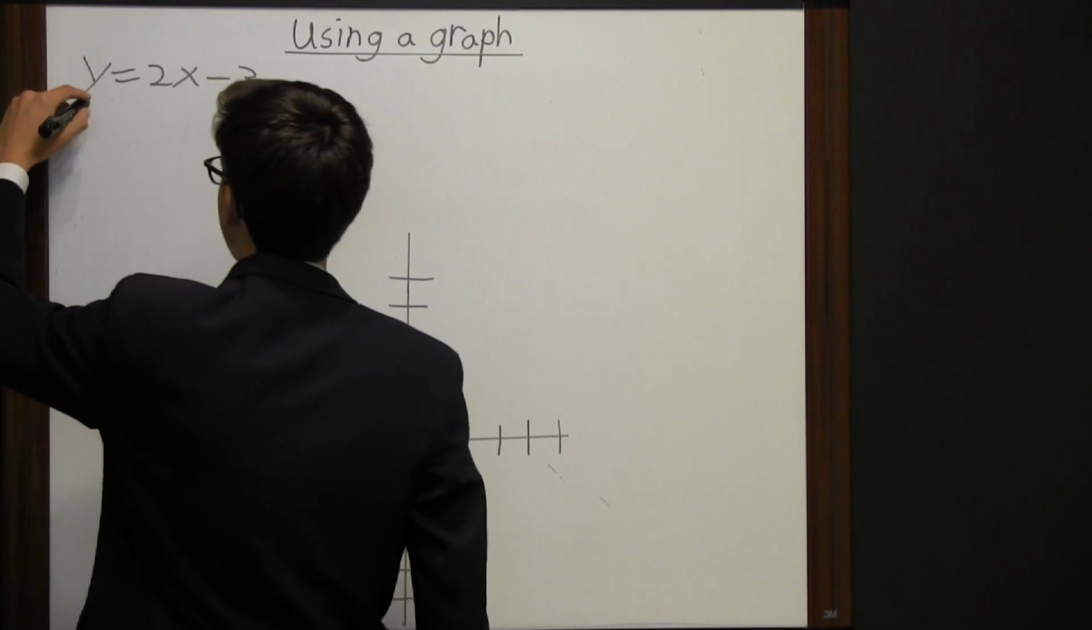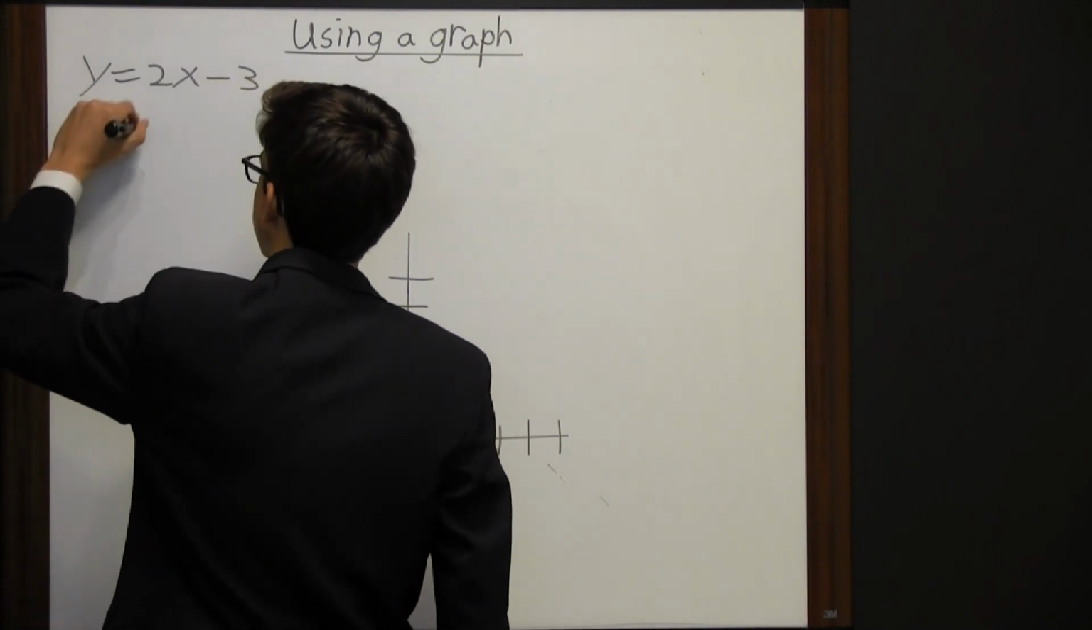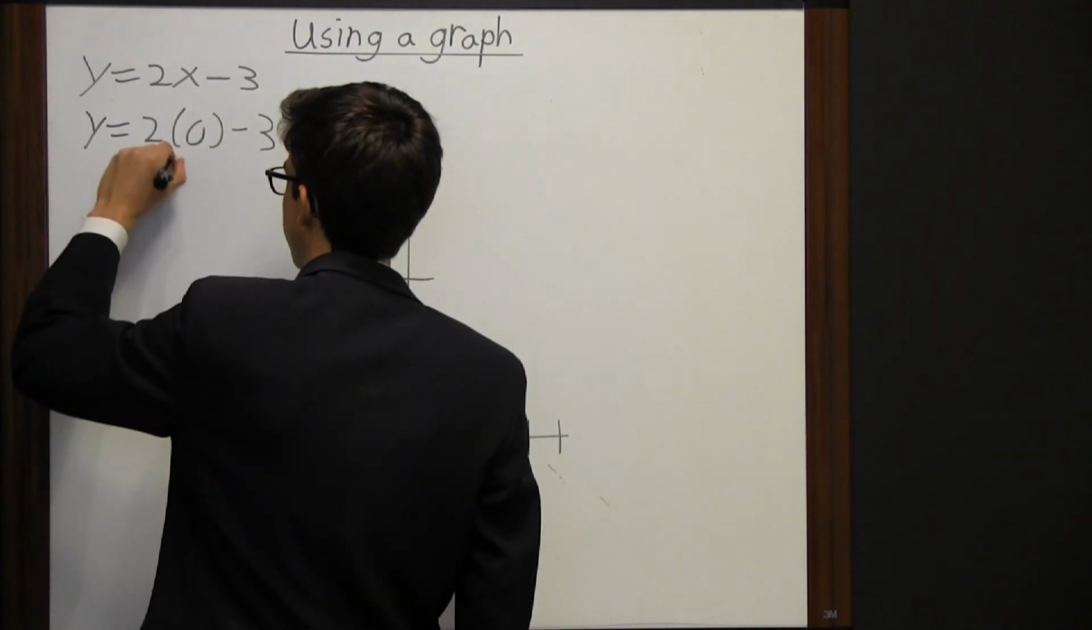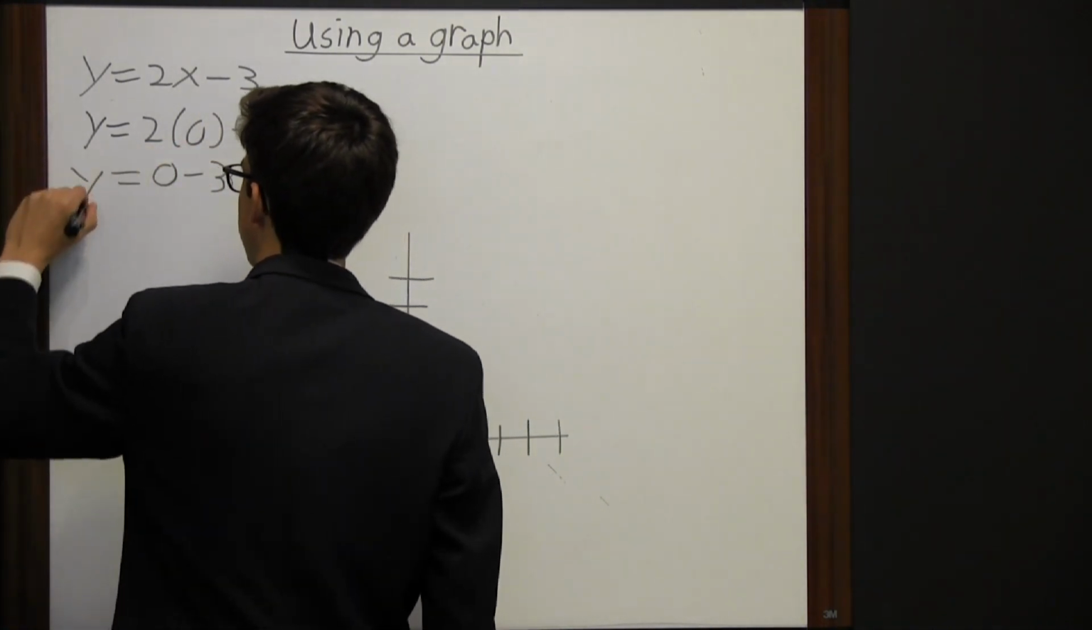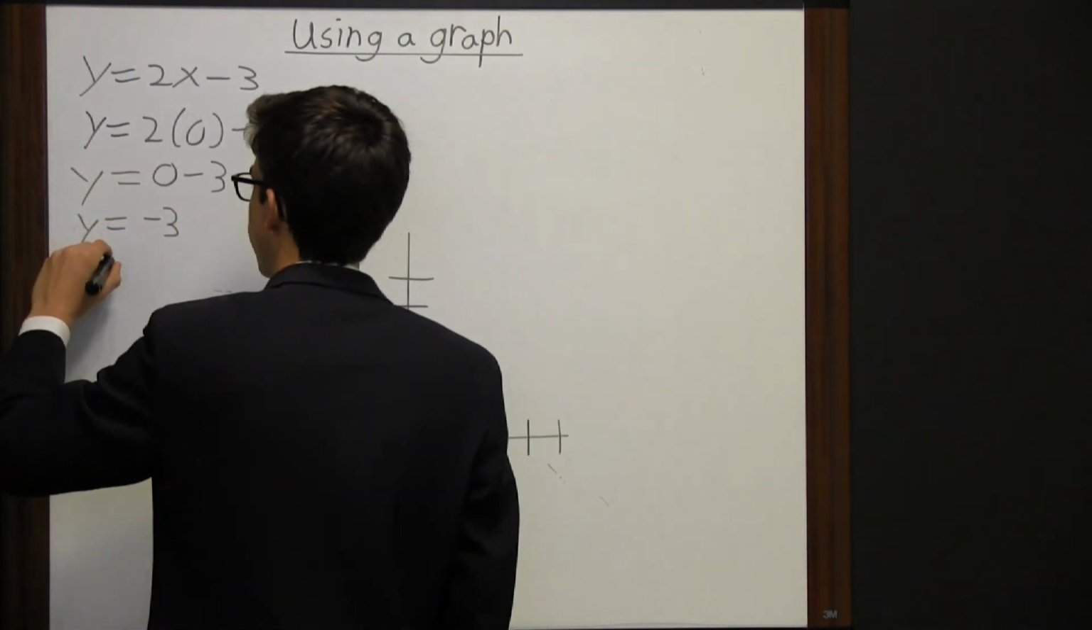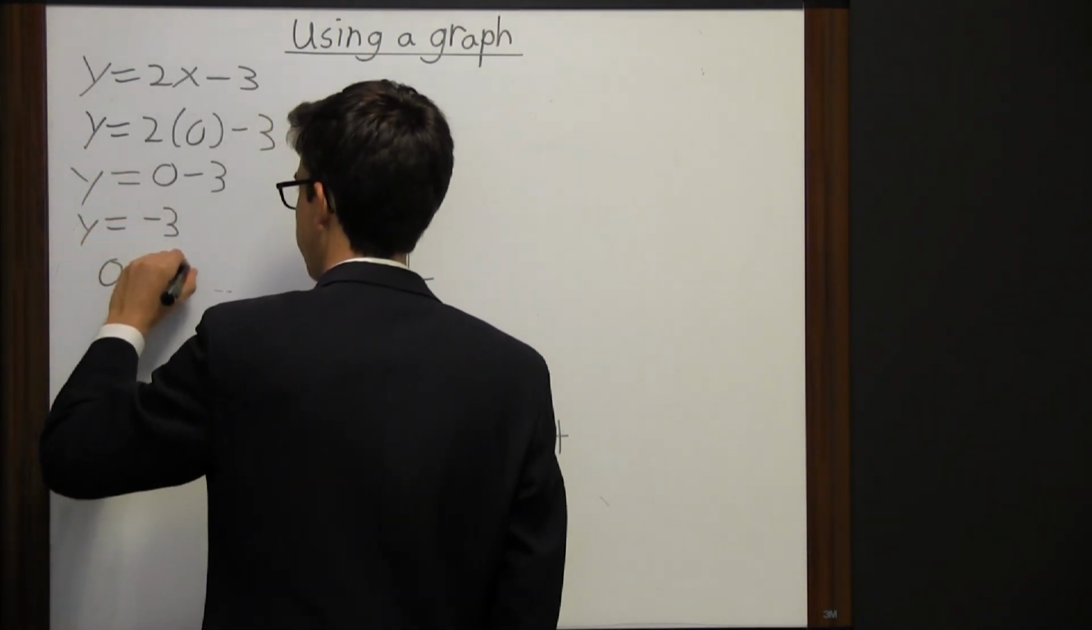So we're going to start out by plugging in 0 for x. So I'm just going to put parentheses like that. So 2 times 0 is 0, minus 3 equals negative 3. So y equals negative 3. So the first coordinate we get is x equals 0 and y equals negative 3.